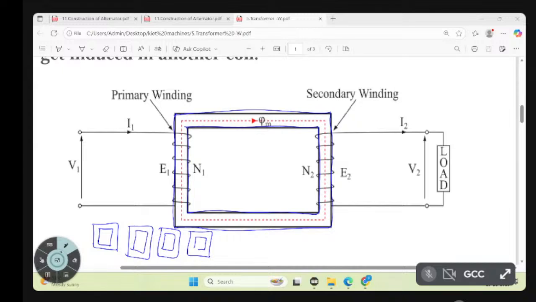Okay, so with respect to construction, transformer consists of two parts. One is called winding, second one is called core. So winding means there may be one winding, two windings, three windings, four windings, any number of windings. Winding is made up of copper. Core is always made up of cast iron.